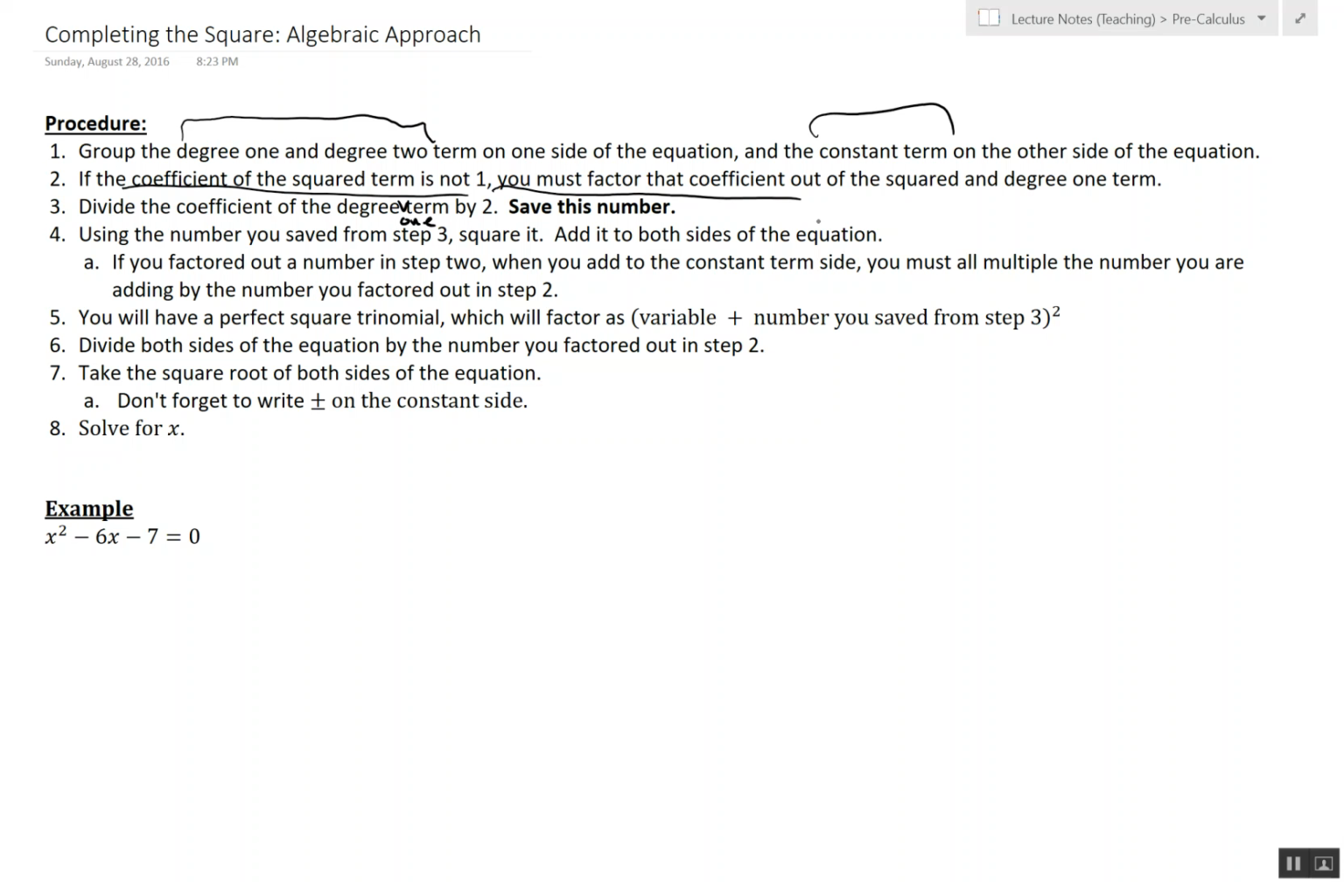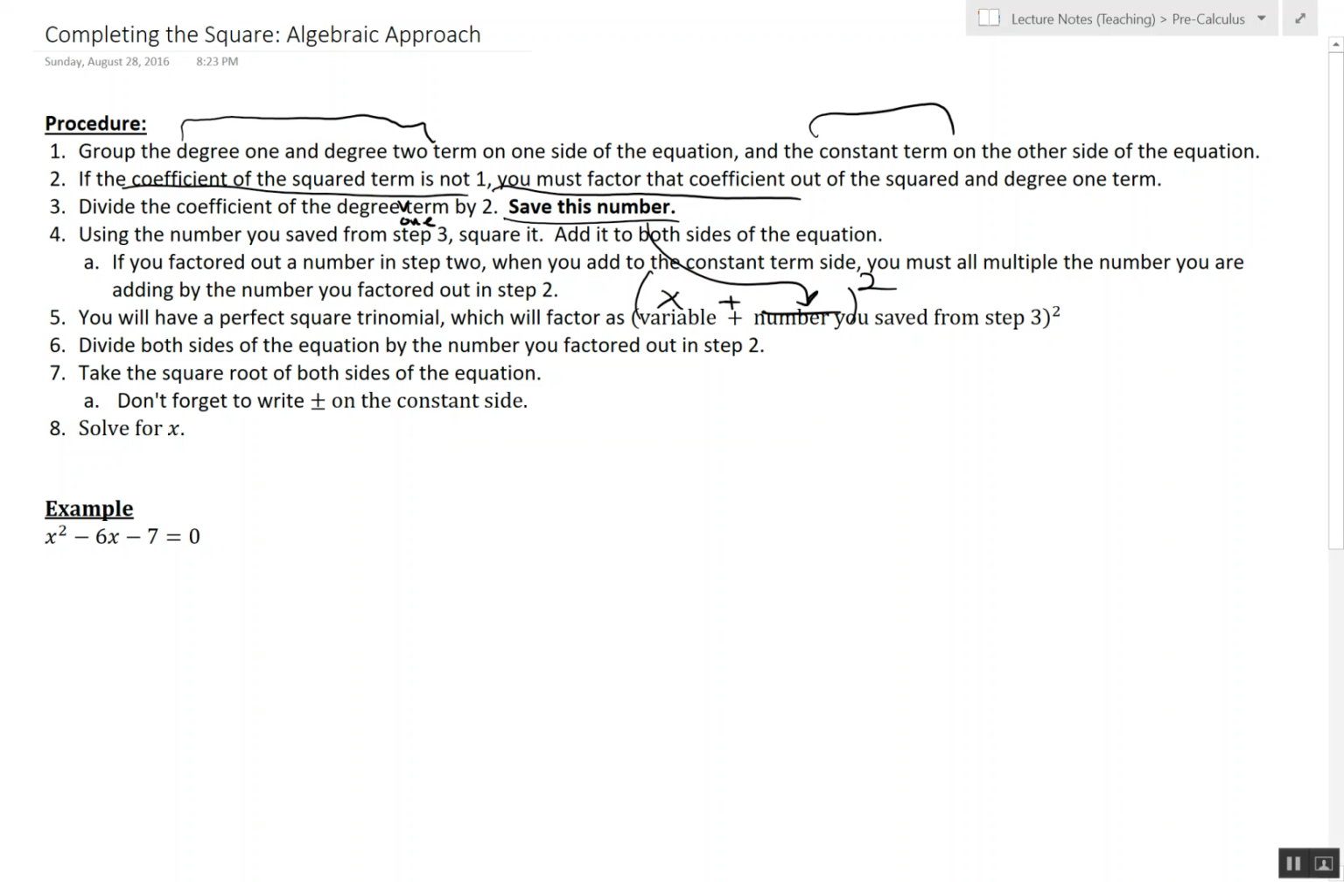Then on step 5, you're going to have to factor the perfect square trinomial you'll get, and that's where the number you saved from step 3 comes into effect, because your factorization is going to be your variable, which usually will be x, plus whatever that number you saved. So this helps you when, for example, the number you saved is a fraction or something, and you start getting perfect square trinomials with fractions in them. So this save-the-number technique really helps you with these uglier factorizations.